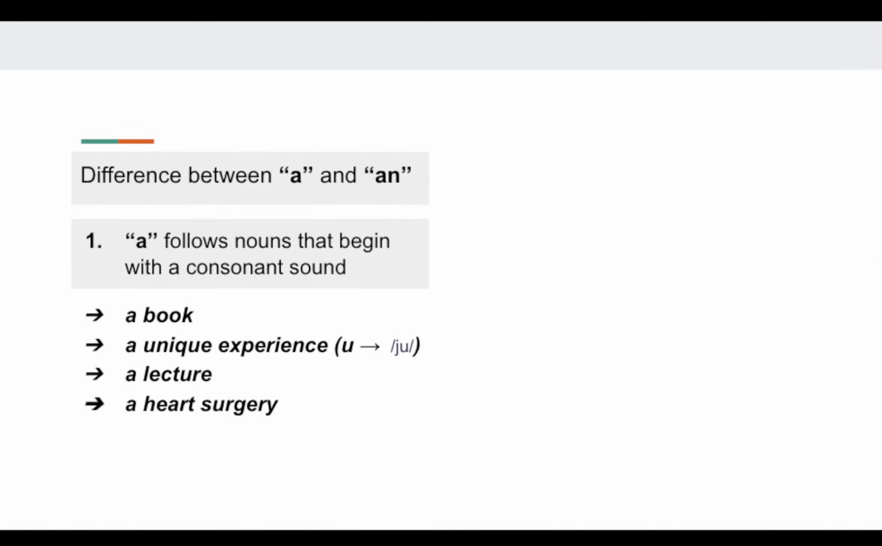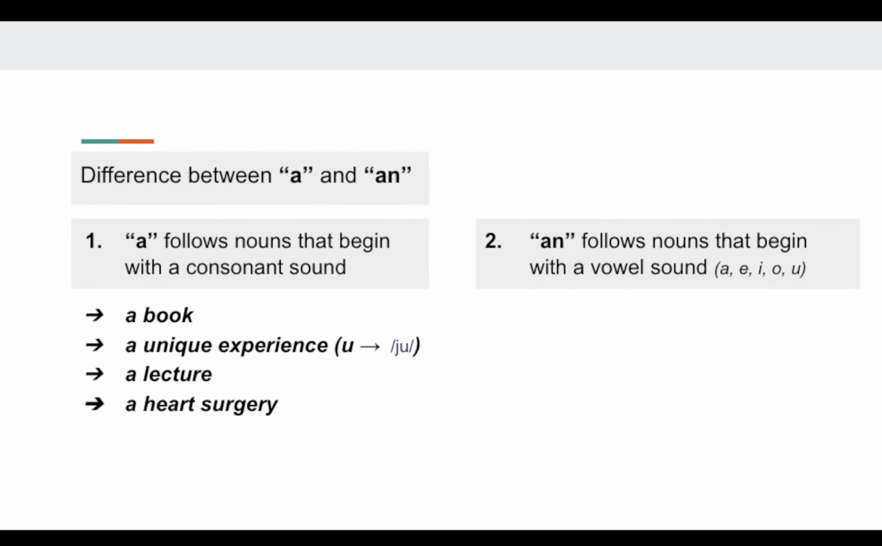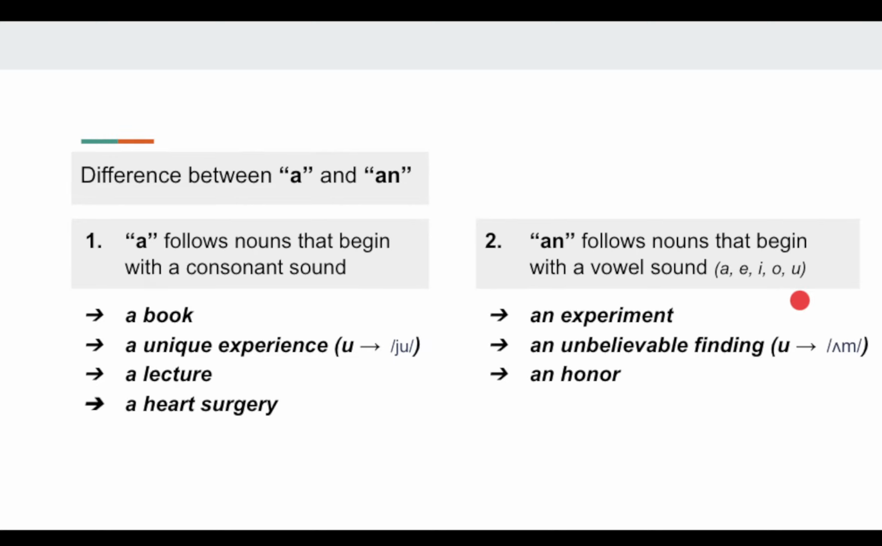Let's move on to the use of an. An follows nouns that begin with a vowel sound. This means that we are going to have the sounds of A, E, I, O, and also the sound of U, as in uh. See how it's different? Here we have the sound of uh. Look at our examples.